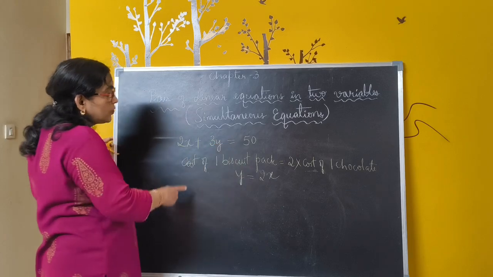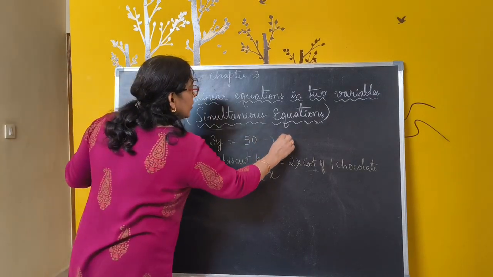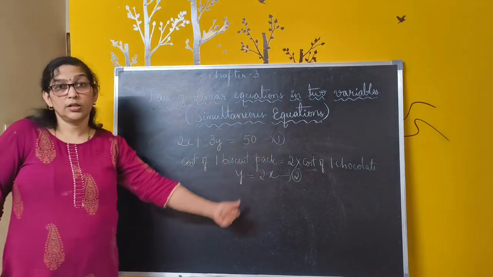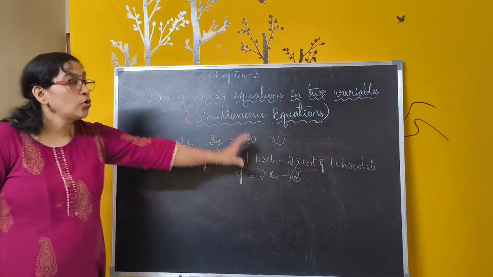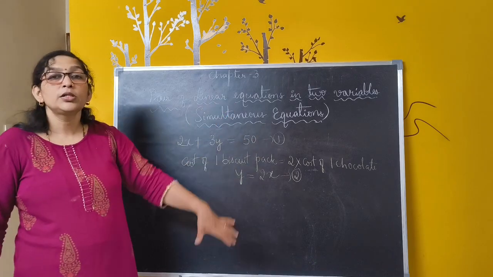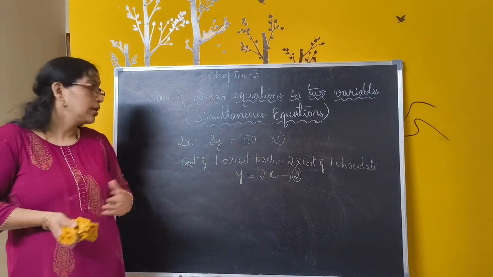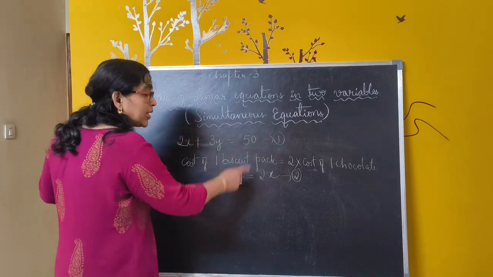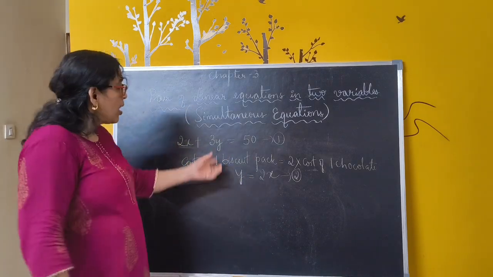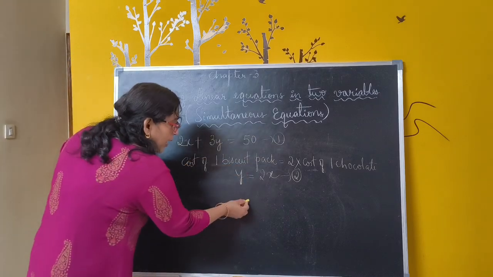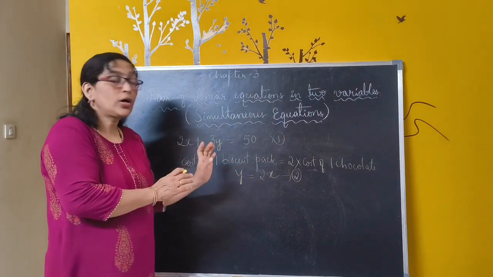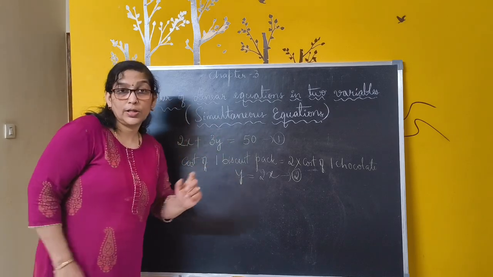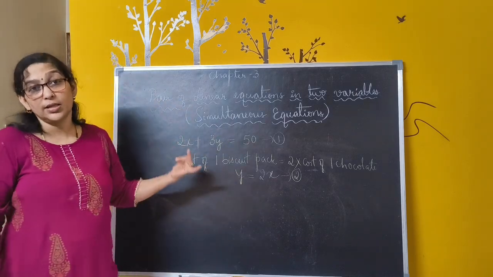How many equations do we have now? This is one equation, and this is the second equation. So we have 2 equations here. When we have 2 equations, then we can solve for the answer, because we get a pair of numbers, one value for x and one value for y, which is a solution for both the equations. We get a unique solution in this case.